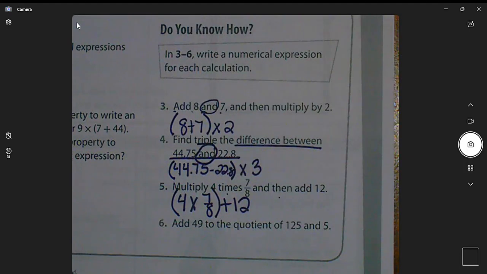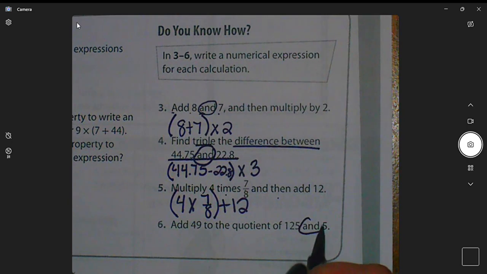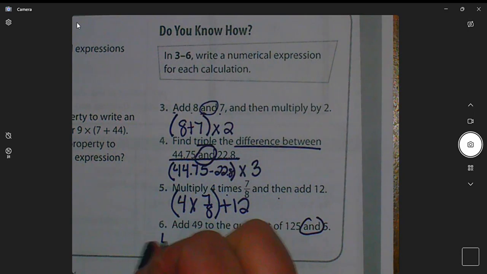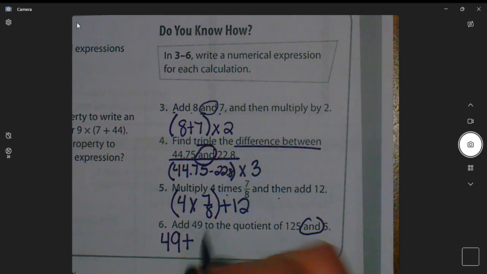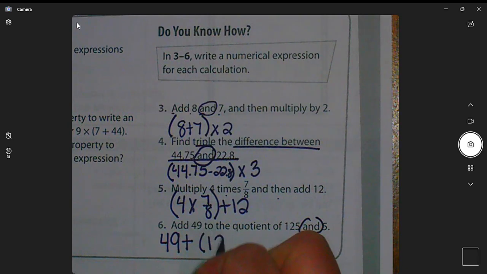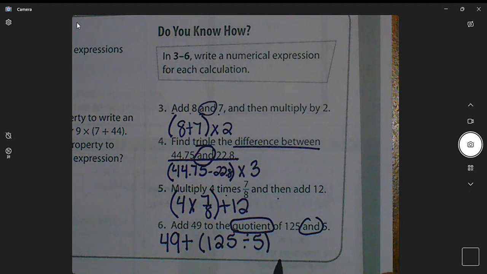Add 49 to the quotient of 125 and, there's that word again, 5. So, because it's addition, the 49 can go before or after the division problem. 49 plus 125 divided by 5. Because it's asking for a quotient, I'm going to be dividing. And because it tells me and, I know that these two numbers are joined in parentheses. Let's look at a few more. Ready?